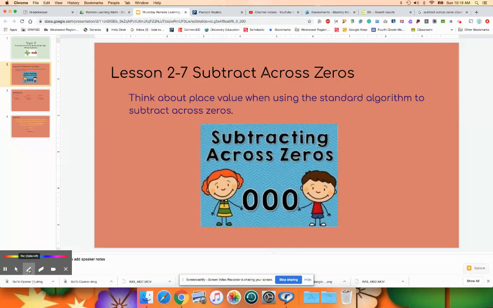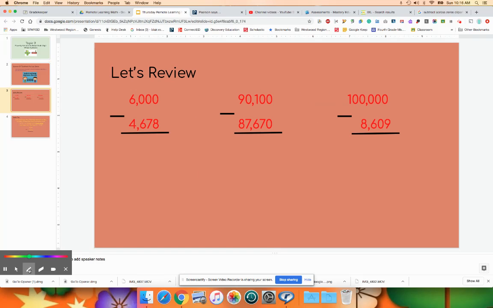We're going to wrap up our review of topic 2 by looking at 2-7, subtracting across zeros using the standard algorithm. This tends to be a place where students do still make mistakes. So I think it's really good that we're spending some time today practicing. I'm going to review just a couple of problems with you and then a word problem, then you'll be on your way. Okay? So very often students still seem to get this incorrect.